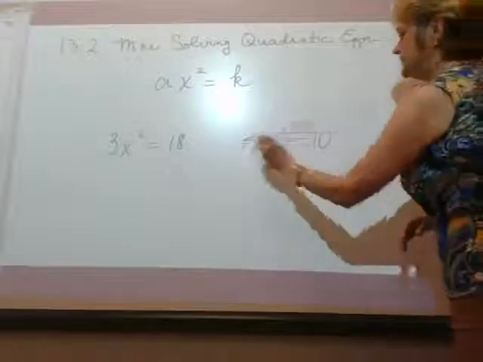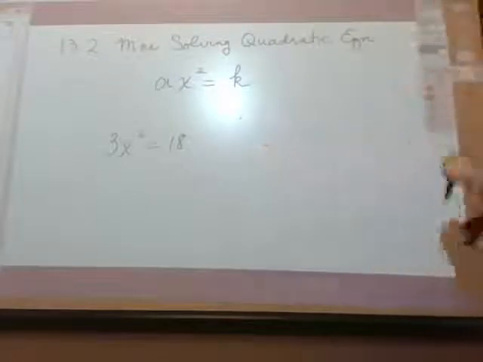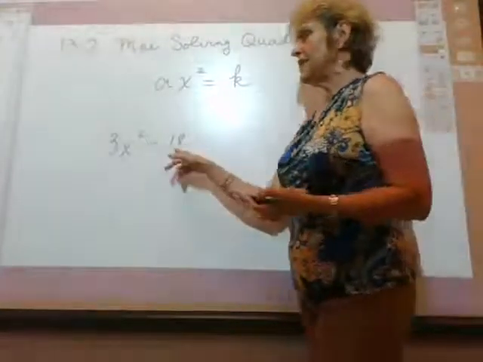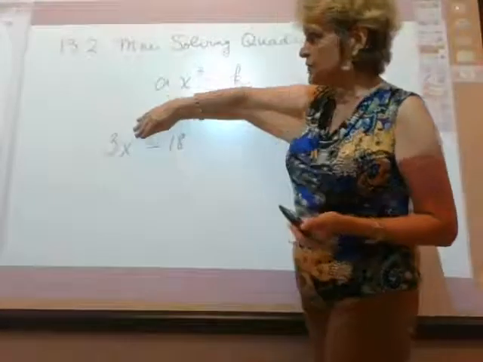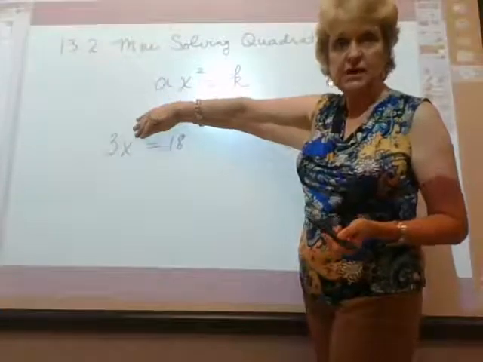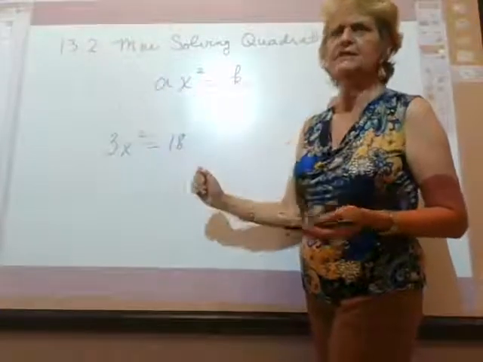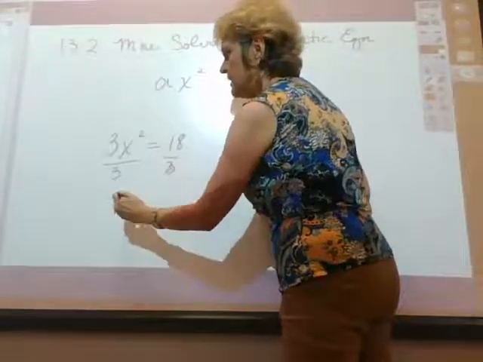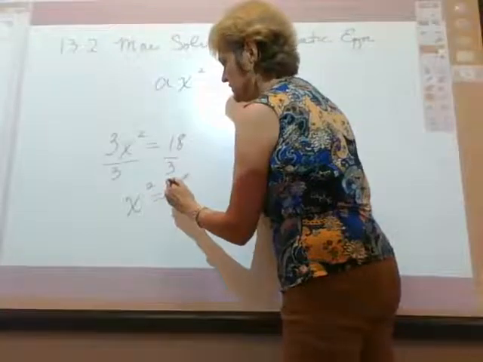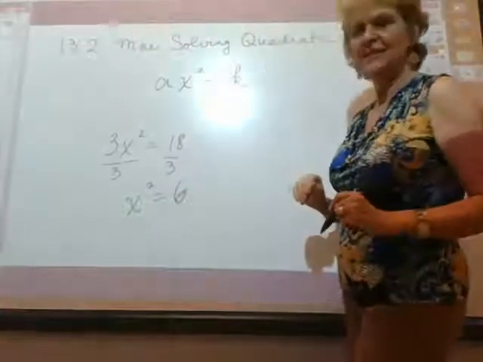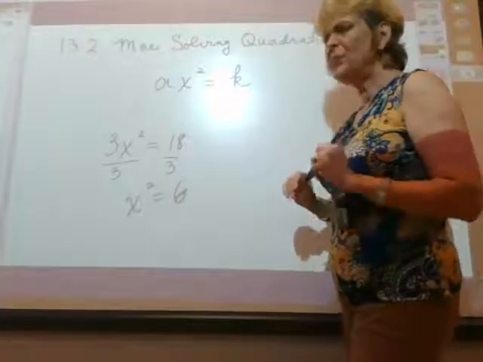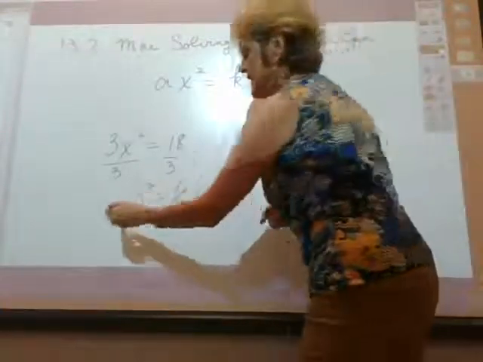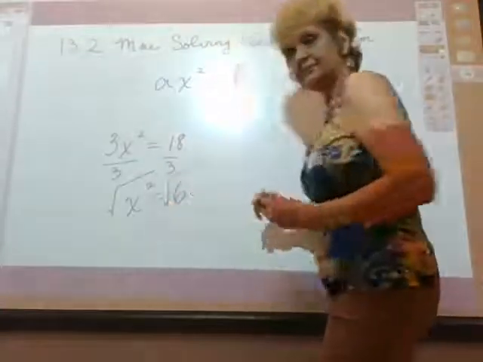So let's do this one. What we'd want to do is find the value of x, right? First of all, if this were 3x equals 18, you would know what to do. Divide by 3, right? Well, just because it's x squared, same thing. I want to divide by 3 on both sides. So I have x squared equals 6, right? I don't want x squared, I want x. So what I do is take the square root of both sides.